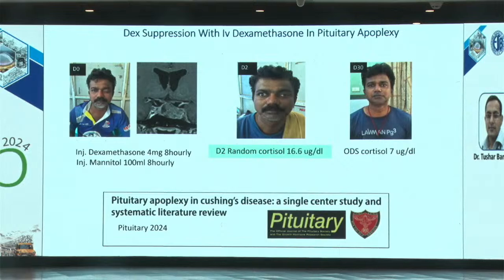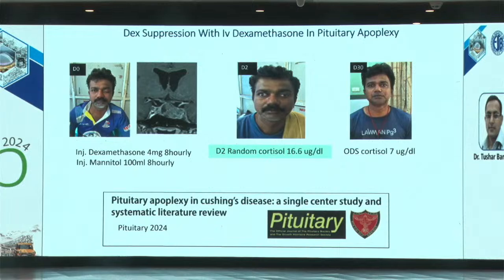Now, we also have our experience of the IV dexamethasone suppression test, which we have used in a few of these patients. This patient was admitted under neurologists or neurosurgeons with acute onset apoplexy and was put on IV dexamethasone for the same. They sent us a call for evaluation, and we thought that there were some Cushing's-like features, and we looked at cortisol levels in the face of IV dexamethasone, and the cortisol was high.